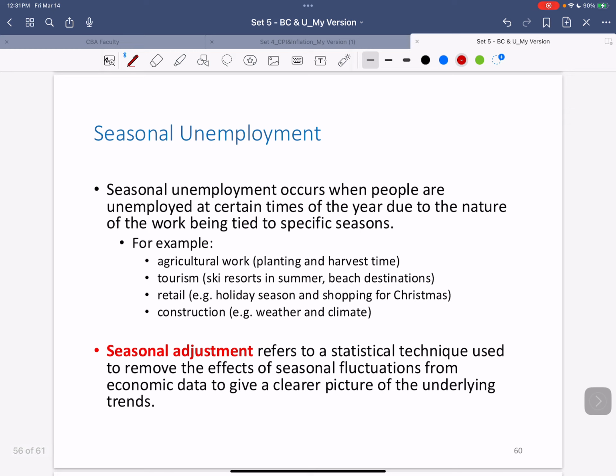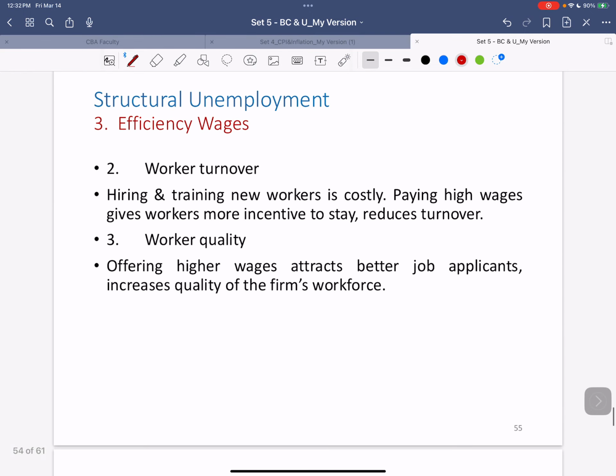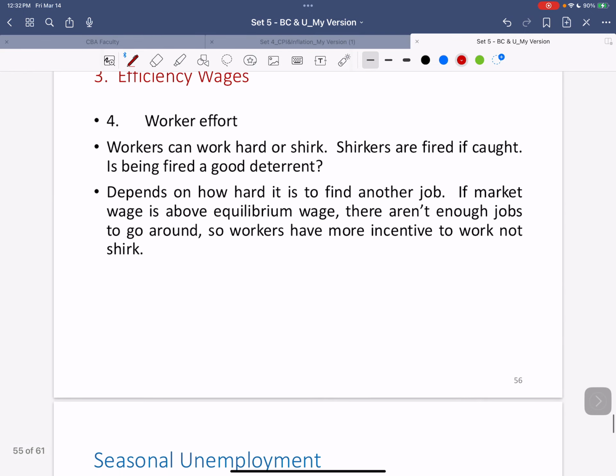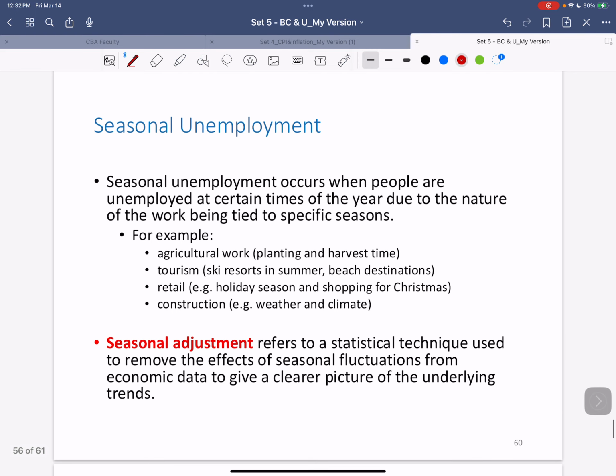And finally, let's talk about the seasonal unemployment. So earlier we talked that unemployment rate includes frictional, cyclical, and seasonal unemployment. We talked about a natural unemployment rate, which was frictional and structural. Then we talked about the cyclical unemployment, which happened during the short-term business cycles, due to business cycles.